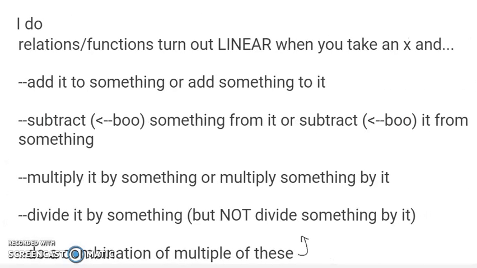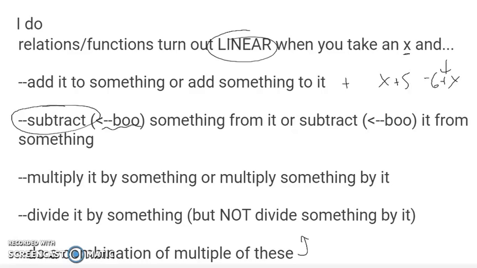So here's the deal. For a relation or a function to turn out linear, you'll get a linear graph when you take x and add something to it or add it to something. So if you do the addition operation, you'll get a linear graph. So if you do x and add 5, you'll get a linear graph. If you take 6 and add x to it, you'll get a linear graph. Same with negative 6. If you add 2x, you'll get a linear graph. Same if you subtract, which I don't advise doing anymore. I would add the opposite instead. But if you add or subtract, so this would give you a linear graph.